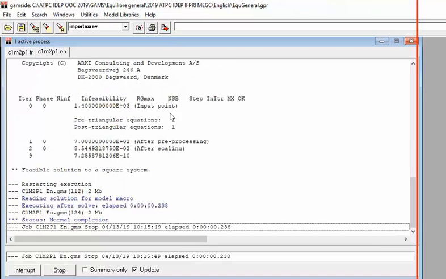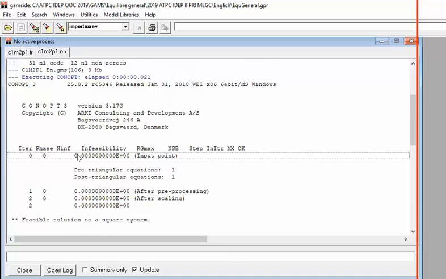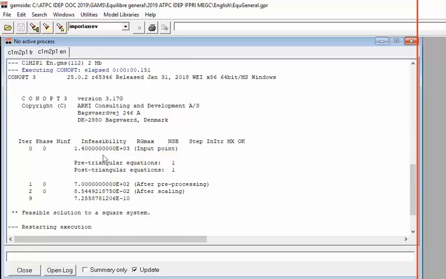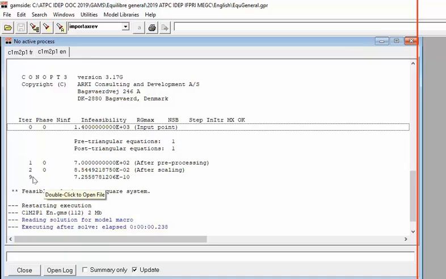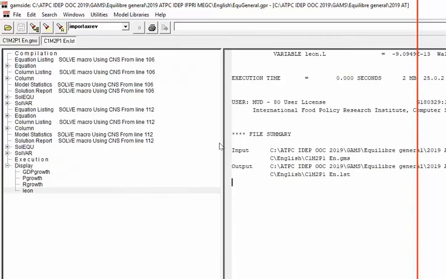I press run. Here I am in the process window. In the first solve, you see that the initial infeasibility is 0, so it means that the model was well calibrated. Then you've got a second solve with an initial infeasibility of 1400, and in 9 iterations, GAMS has found a solution, that is to say values for the 8 variables, such that all equations of the model are respected. In fact, the infeasibility is very close to 0.